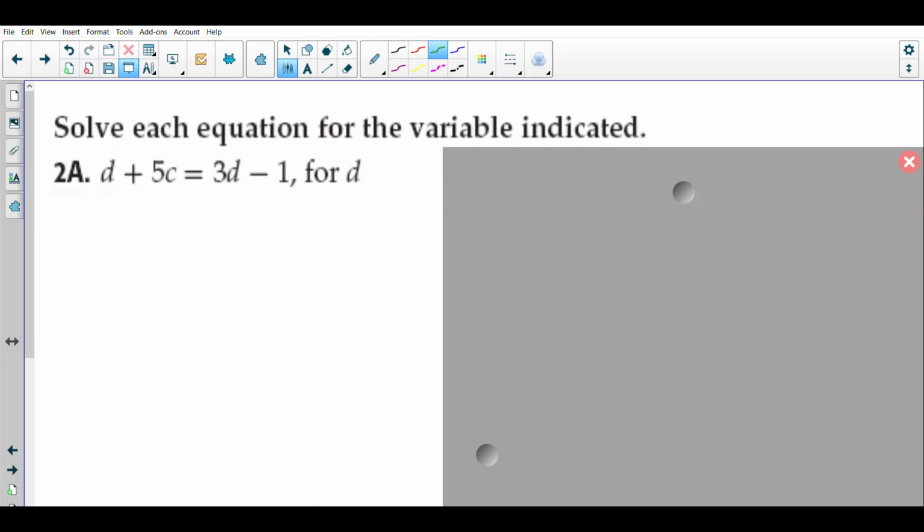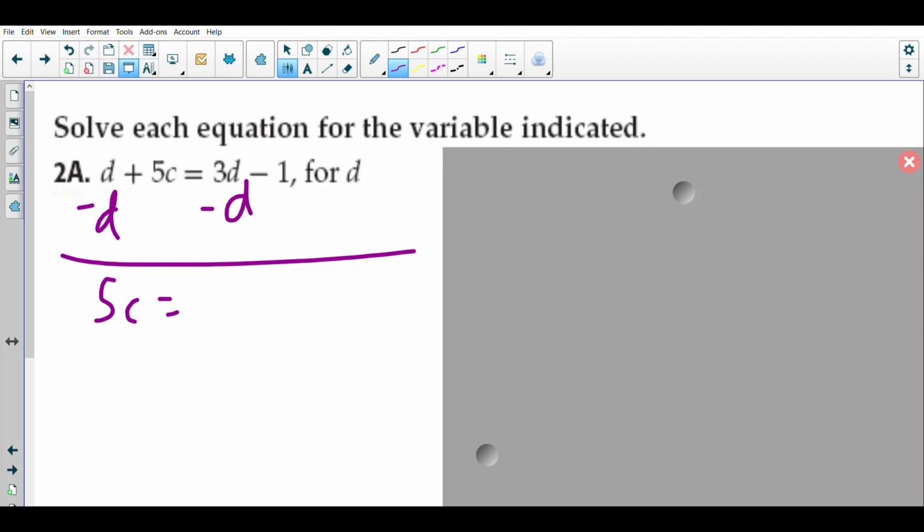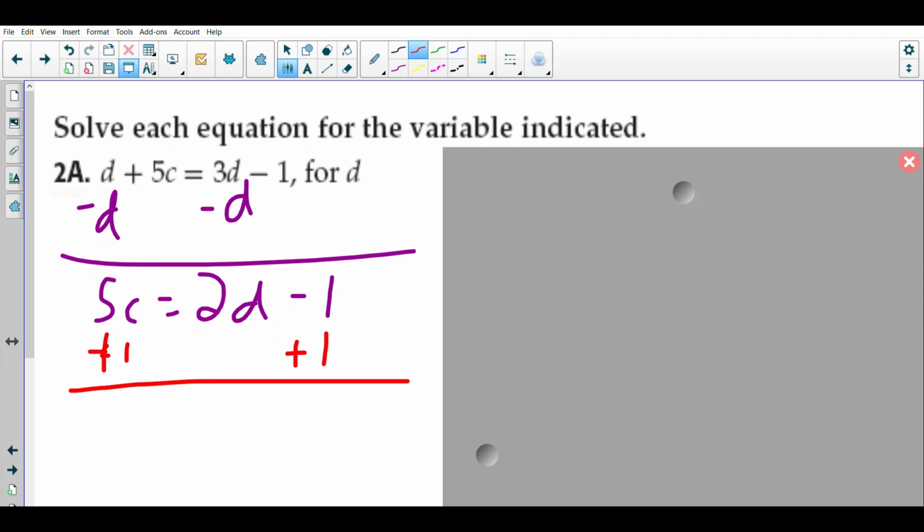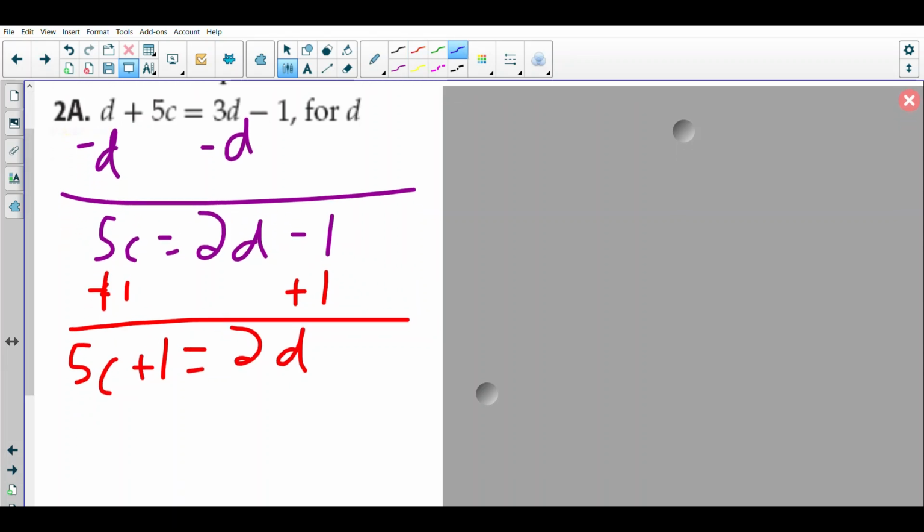Now, I have d plus 5c is equal to 3d minus 1. And we're going to solve for d. Now, look at this. We have d's and c's on both sides. So I need to move one of my d's. I'm going to decide to move the smaller of the two. I'm going to subtract d from both sides. So I have 5c is equal to 2d minus 1. Now I got to get rid of that minus 1. I'm going to add 1 to both sides. Now on the left side, I can't combine any like terms, so I just get 5c plus 1 is equal to 2d. And then to solve for d, I'm going to divide both sides by 2.